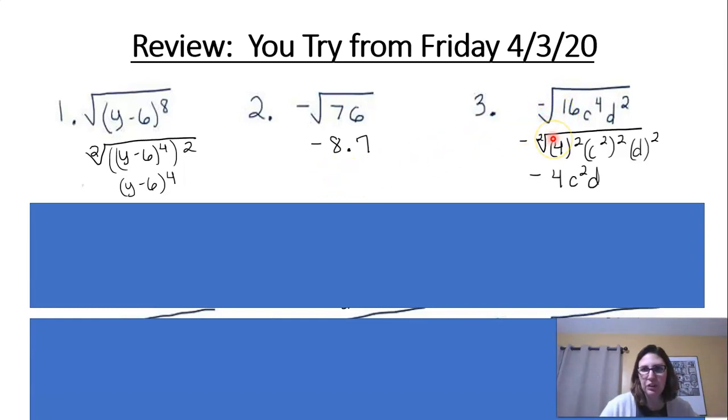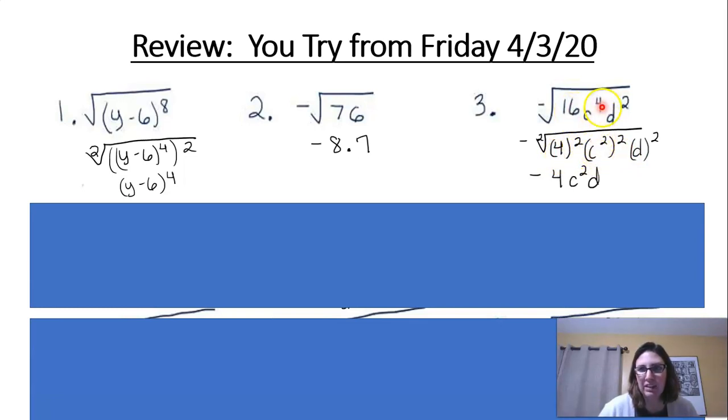So over here for number 3, same idea as the last couple, just kind of put together. Remember, you don't see a number out here, so it's automatically an index of 2. It's a basic square root. So now you have to write the 16 as a power of 2, the c to the 4 as a power of 2, and the d to the second power as a power of 2. Everything should be rewritten as a power of 2. So you know 4 squared gives you 16.